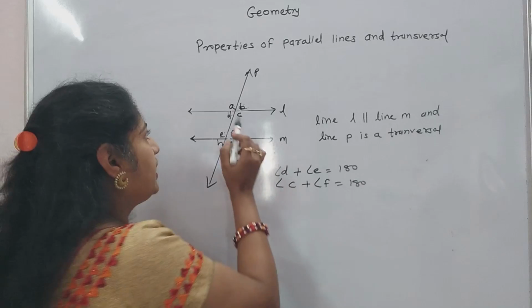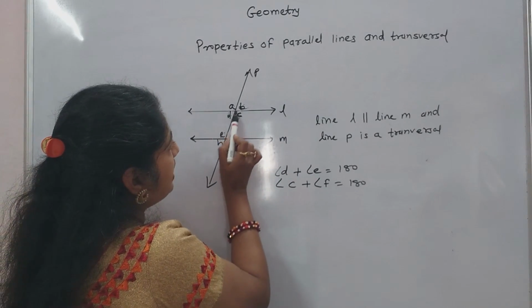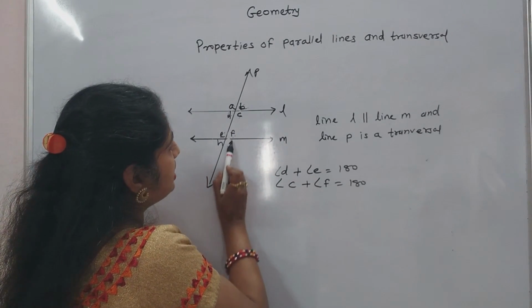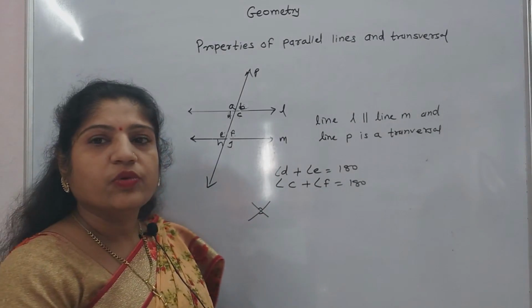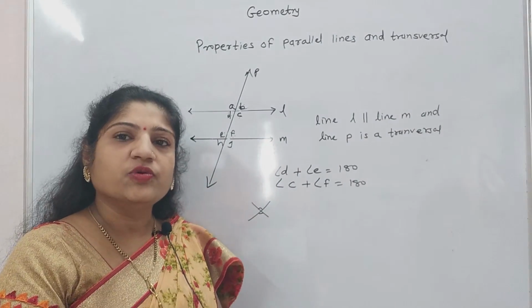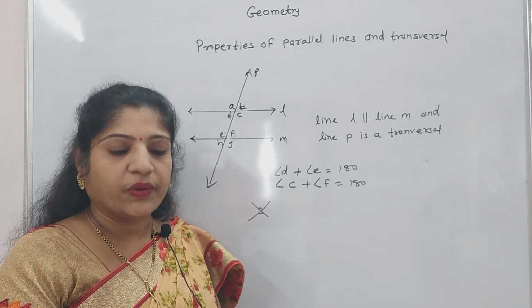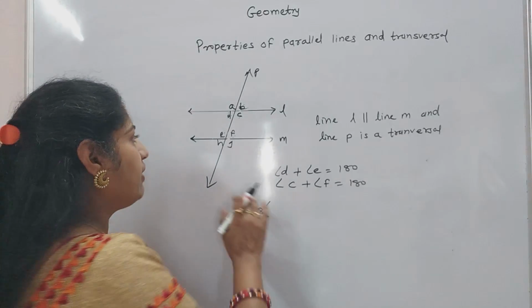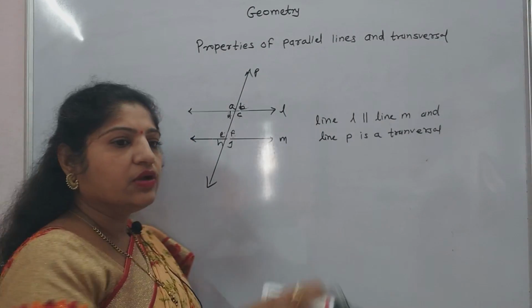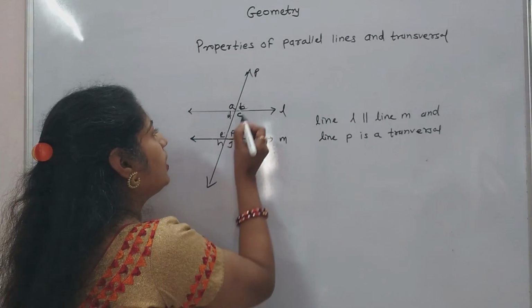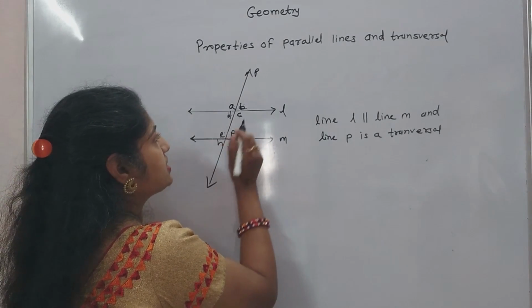A and C, B and D, E and G, F and H, these are called the vertically opposite angles and vertically opposite angles are also congruent. If the measure of one angle is given, we can find out all the remaining angles also.